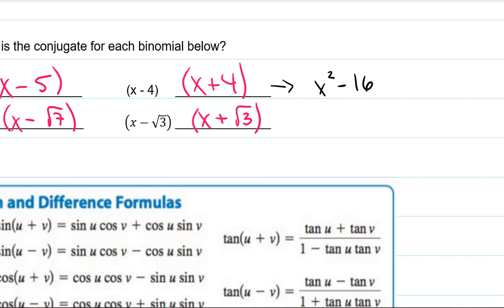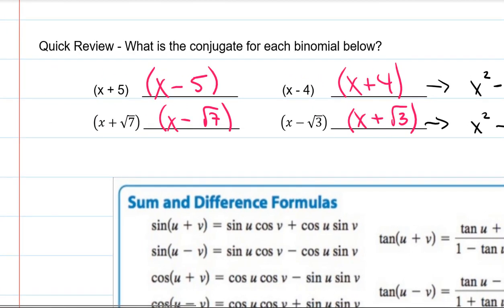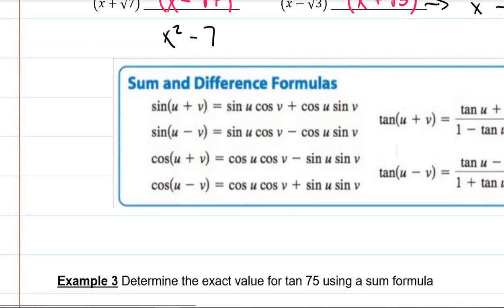And then when you multiply a conjugate like x minus square root of 3 with its conjugate x plus square root of 3, that is going to give you x squared. Then square root of 3 times square root of 3, you know that's 3. So x squared minus 3 would be the result from that. And then of course, if you did x plus square root of 7 times x minus square root of 7, that would give you x squared minus 7. All right, so that's a little bit of skill coming back at you. A little review there for that.